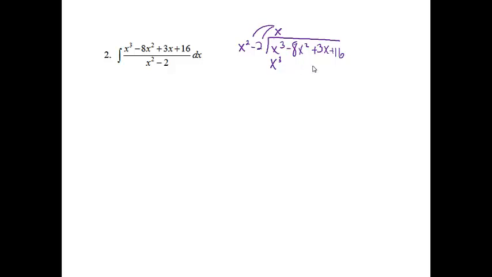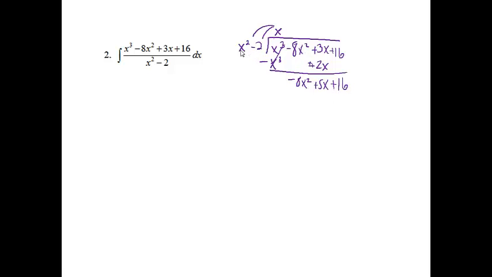X times negative 2 is going to be negative 2x. Please notice that I put it over with the x term. So now I'm going to subtract. And so these will cancel out. I'll be left with negative x^2. And then if I bring this down, that will end up being plus 5x, and then bring down your 16.